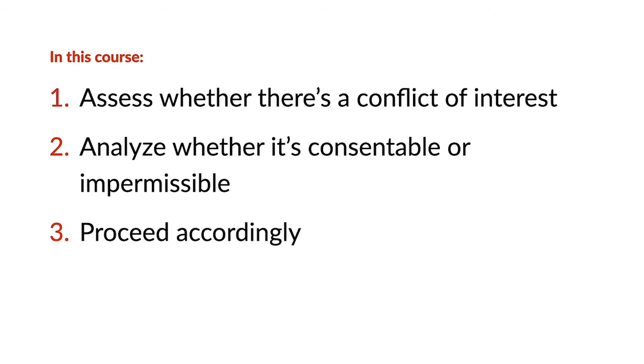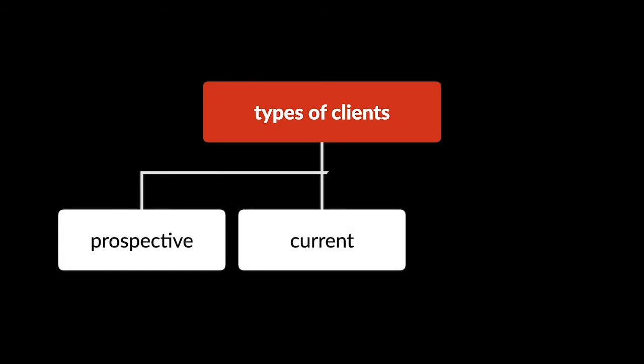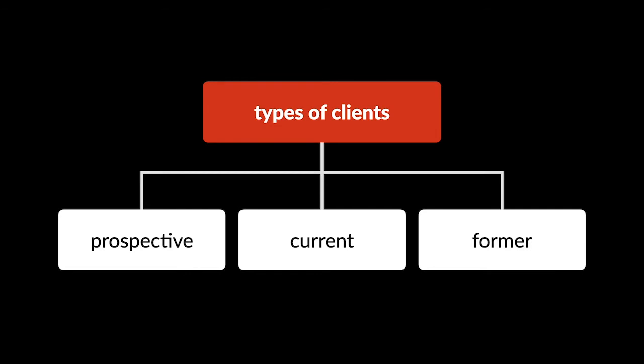Although we've previewed the simple sounding 3 steps to determining whether there's a conflict, let's break it down further. And I think the easiest way to understand conflicts and how they apply is to first define the type of client that you're talking about, or rather the status of the client. And what do I mean by that? We can divide clients into 3 main status types: the prospective client, the current client, and the former client. And depending upon which type of client you're dealing with, the conflict rules apply somewhat differently.